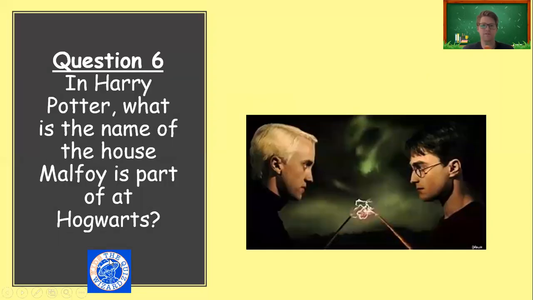In Harry Potter, what is the name of the house Malfoy is part of at Hogwarts? You can see in the picture here that Harry and Malfoy never really saw eye to eye.